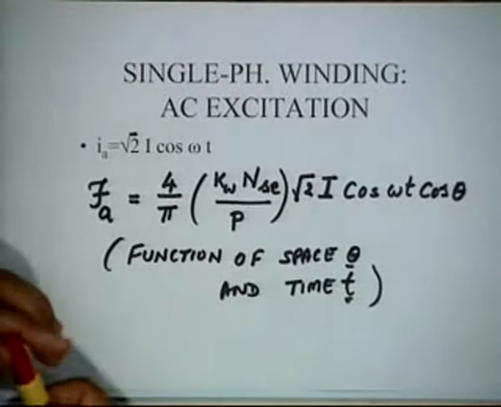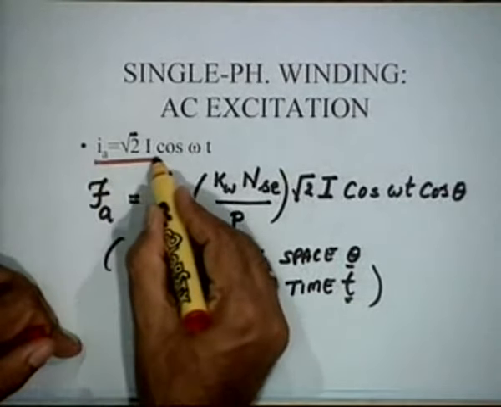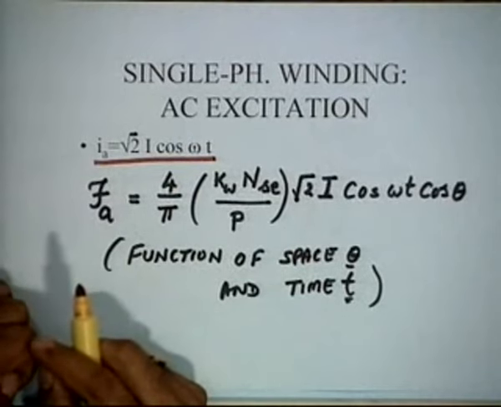So, this explanation we will take a little further through analytical expressions. Here we have this AC excitation with a single winding. So, my current, you can say i_A is root 2 I cos omega t. It is changing with time.